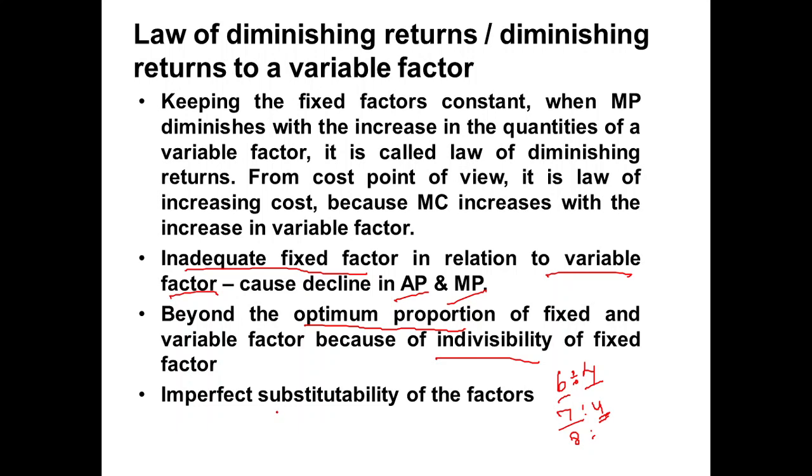And the other important factor of this second stage of production, or the law of diminishing return, is imperfect substitutability of the factors. Even among the variable factor, as you are hiring more and more workers, all workers are not perfect substitutes of each other, right? That is the problem. All the workers have different skill sets, different efficiency and productivity, so labor is an imperfect substitute of each other. So that is the reason.